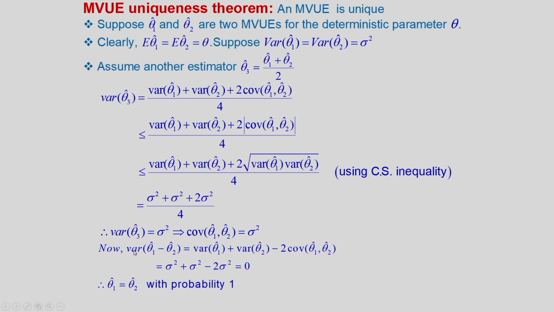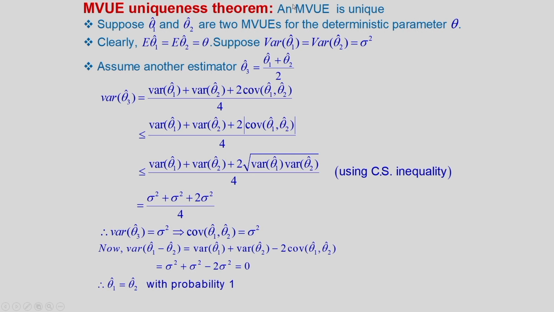And now, let us examine this expression, variance of theta 1 hat minus theta 2 hat. This will be equal to variance of theta 1 hat plus variance of theta 2 hat minus 2 times covariance of theta 1 hat, theta 2 hat. Now, substituting the value, we will get this is sigma square, this is sigma square, and this is sigma square. Therefore, this expression will be equal to 0. That means, variance of theta 1 hat minus theta 2 hat is equal to 0. This implies that theta 1 hat must be equal to theta 2 hat with probability 1.